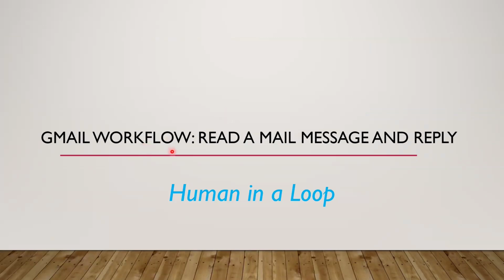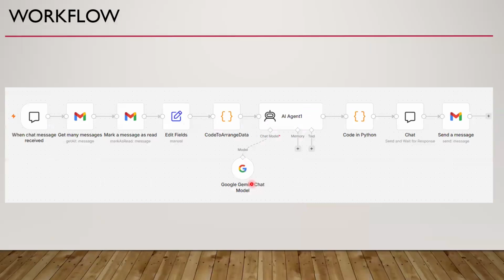Now, the third workflow is to read a particular mail message and reply to it. This involves a human in the loop function. So this is the workflow. First, we need to have a chat trigger here, and we get the number of messages.